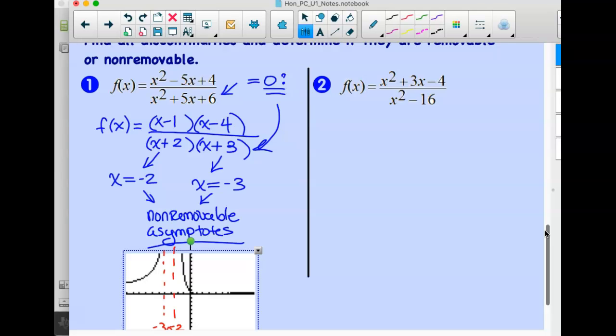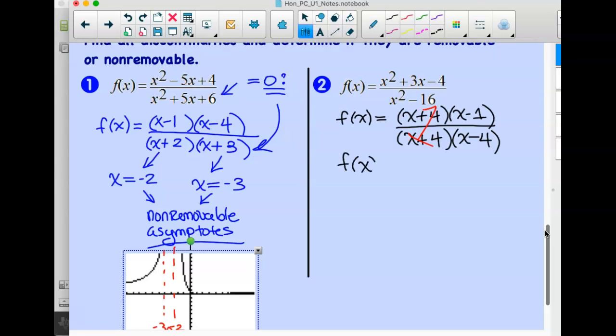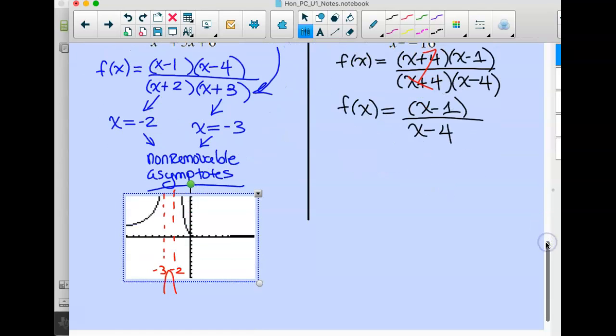Okay, number 2. 1 and 2 are the same. They're both rational functions. But if you look at number 2 here, if you factor the top, you're going to get x plus 4 times x minus 1. And the bottom is x plus 4 times x minus 4. It's a difference of squares. Now notice that the two factors, top and bottom, cancel out, right? It creates a 1. That's what we mean by removable. You just removed a factor. So you end up with x minus 1 over x minus 4.